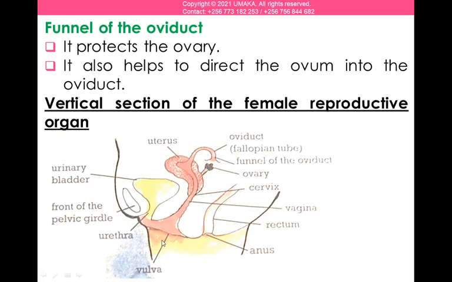Okay? Then front of the pelvic girdle, this is the one that protects the reproductive organs. Urinary bladder is there, urethra is here. So I didn't bring it to show you that they are different. No, these ones are the same, only that the other one was a cross section. This one is a vertical section.